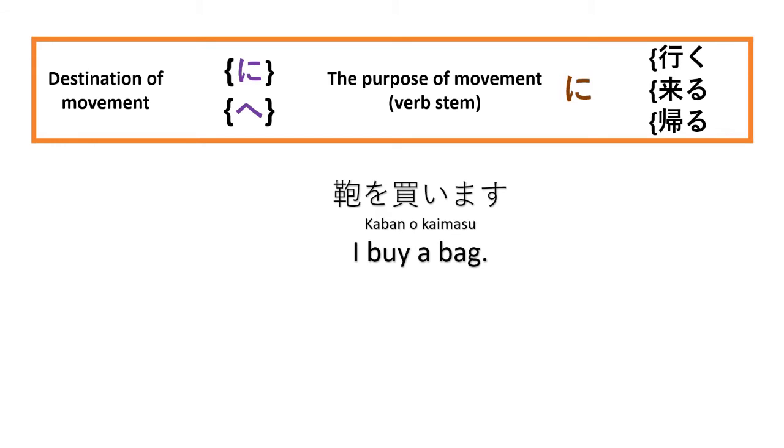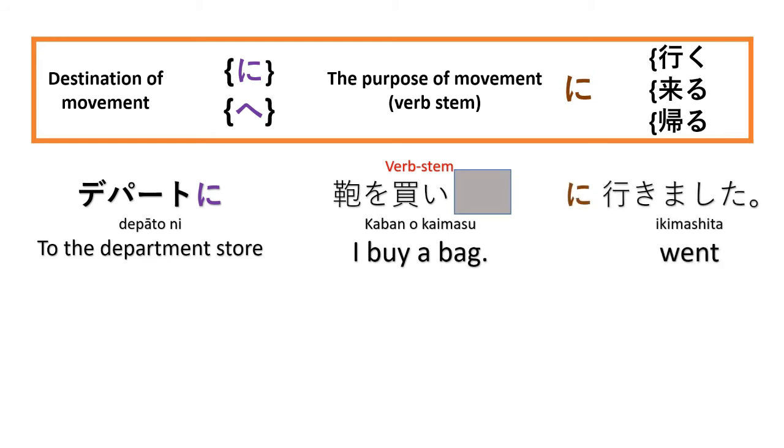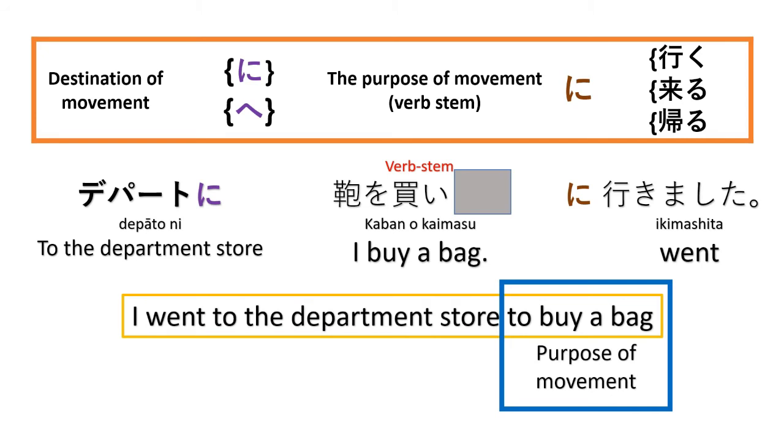Here, I buy a bag. Kaban o kaimasu. デパートにカバンを買いに行きました. So we remove the mas to get the verb stem, and this is grammatically correct already. I went to the department store to buy a bag. The purpose of your going to the department store is to buy a bag.